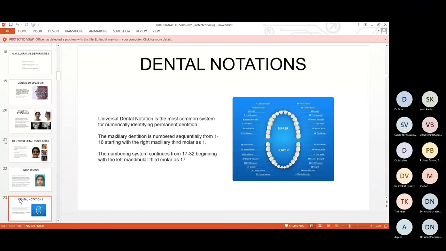We all know about this, the dental notation, which is called the universal dental notation. How the teeth are named: it usually starts from number 1 to 8 on the upper right side, and then goes on from 9 to 16 on the left side. Again, same thing, it starts from 17 to 32 like that.